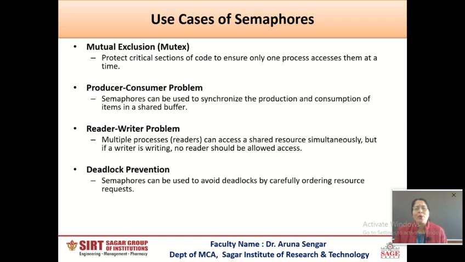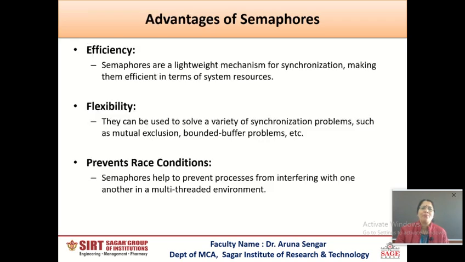Means when something is being written to some file, at that time no reader is allowed to read that file. So this is the reader-writer problem. In this problem semaphore is used. And deadlock prevention: semaphore can be used to avoid deadlocks by carefully ordering resource requests. This is the use of semaphore.